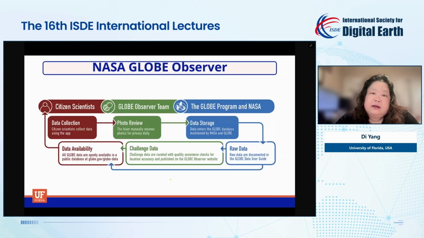So in GLOBE Observer, you can see how the strategy works. The citizen scientists contribute data to the GLOBE Observer team for photo review, and then all those data go to the global program and NASA. After all those data reviews, the raw data go back to the citizen scientists to download. So all the data collected by the citizen scientists are also open to all citizens. That is a great value for the equity of the data.